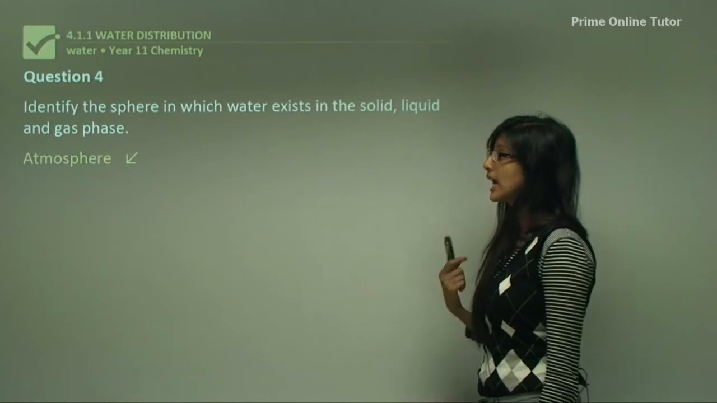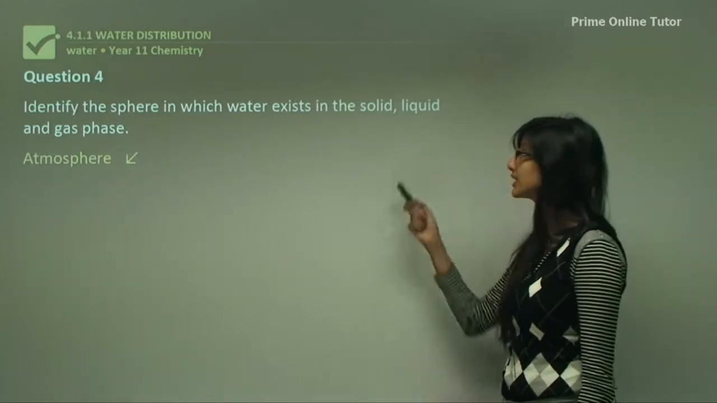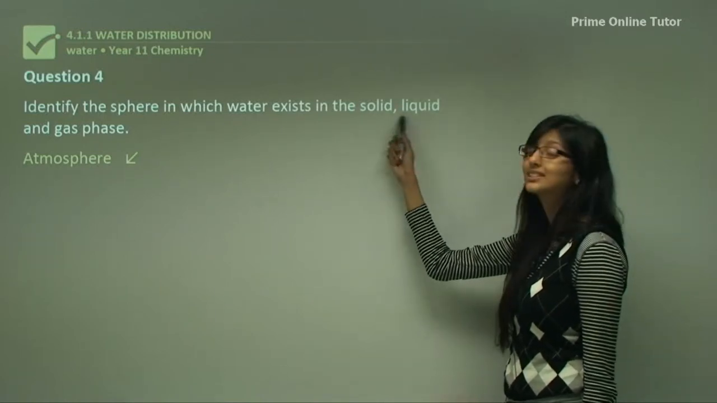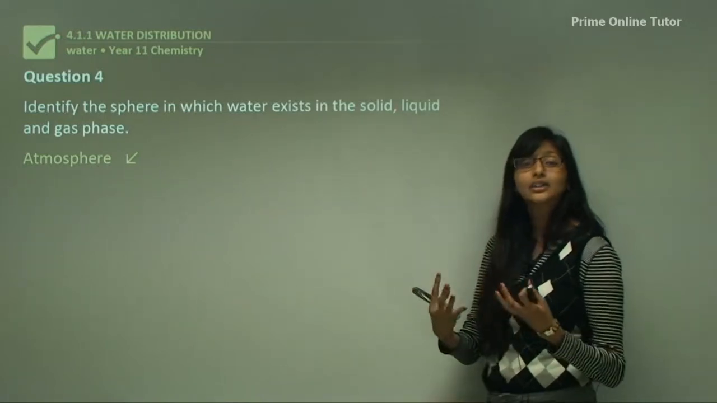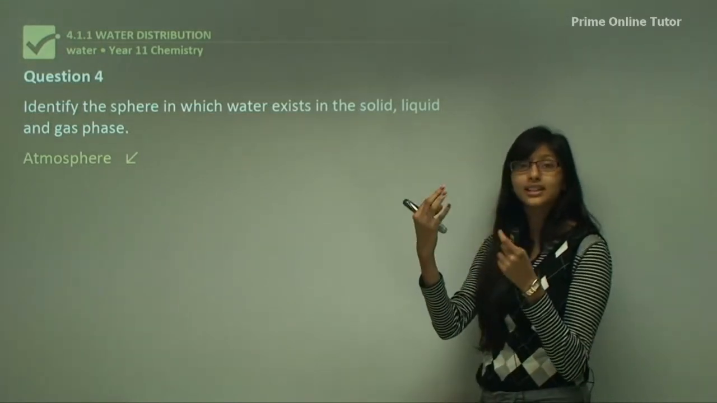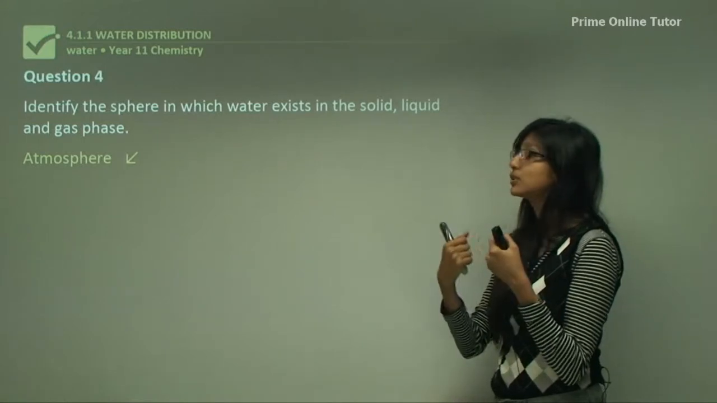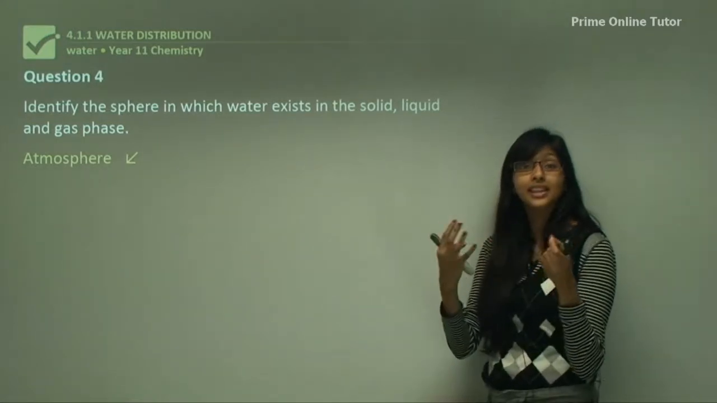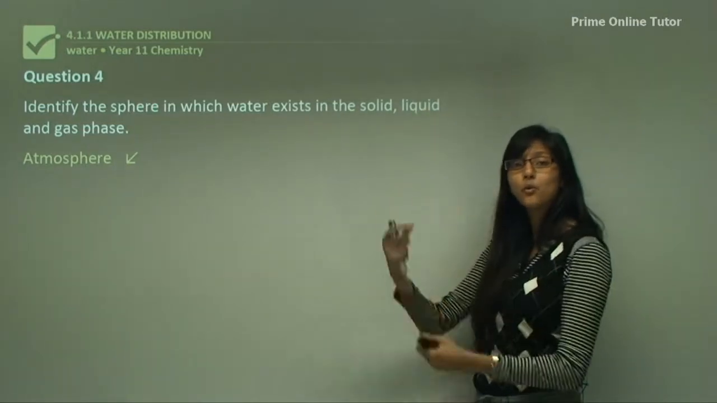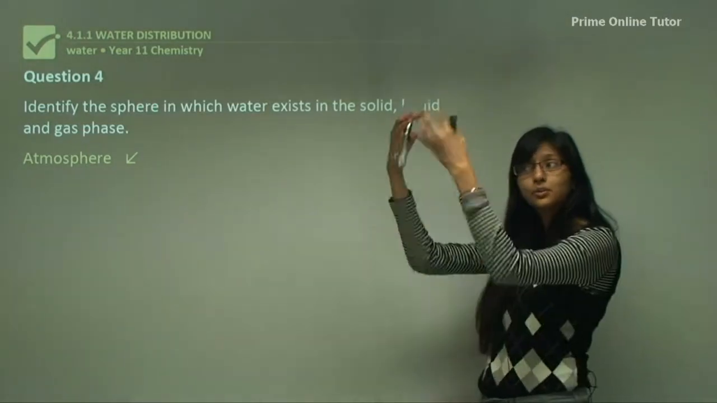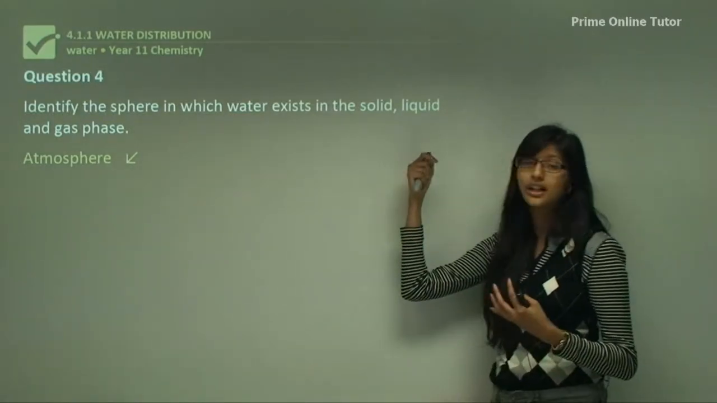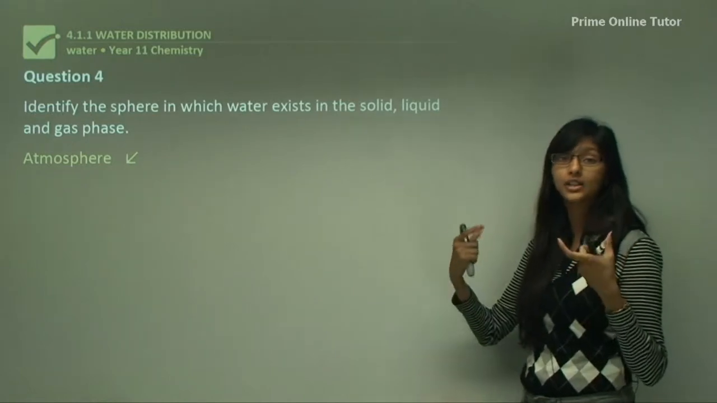If you can remember, in the atmosphere water exists as a solid, such as snow or hail. It also exists as a liquid because clouds are actually liquid droplets of water combined together. That's why you can see them, because it is lots of liquid droplets of water combined together. And when they get too heavy, that's when you get your rain, because the water droplets just drain out of the cloud. So that's why liquid droplets are found in our clouds.